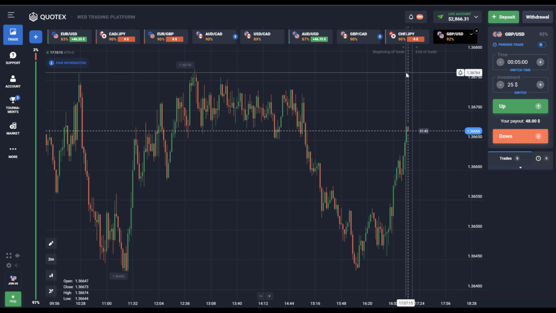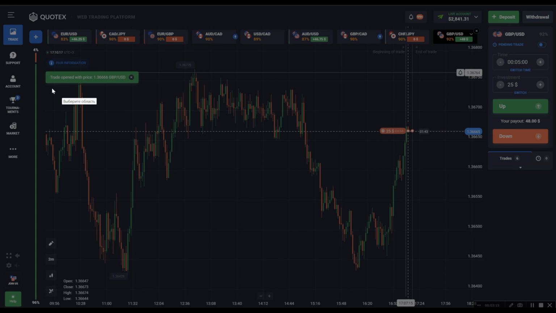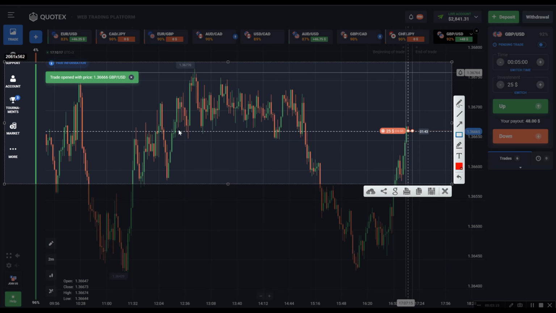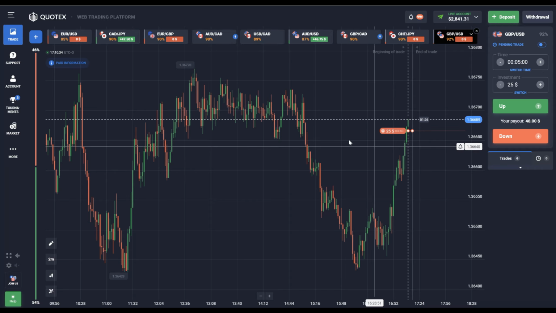I'll also open a trade for a decrease on the British pound and US dollar pair. We had a sideways channel, which is clearly visible, and the lower boundary of the sideways channel happens to coincide with our entry point. Most likely this is a strong resistance level. In this case, it was previously a strong support level. And I'm opening a trade here. 6 trades are open now, that's probably enough for the moment.